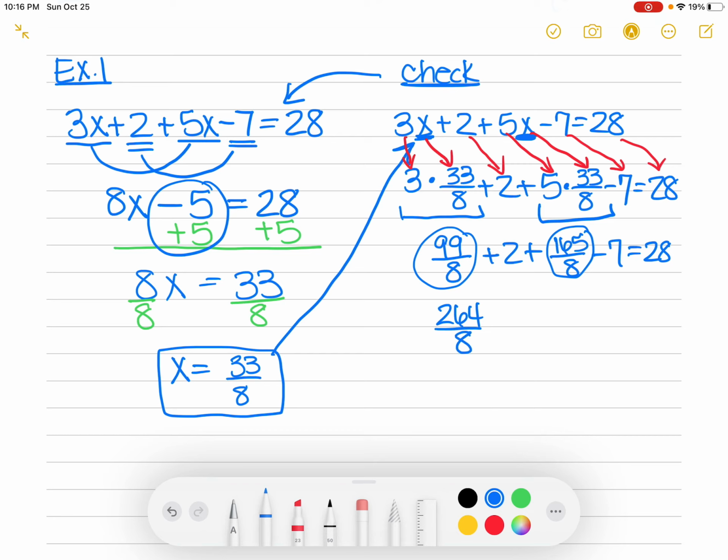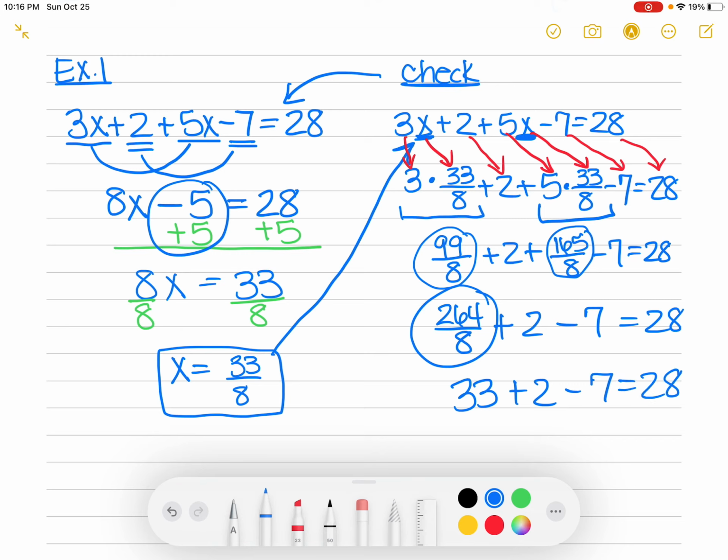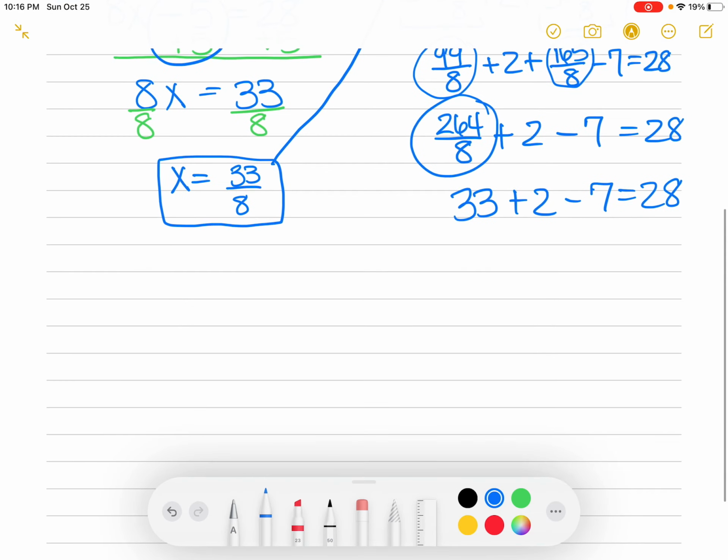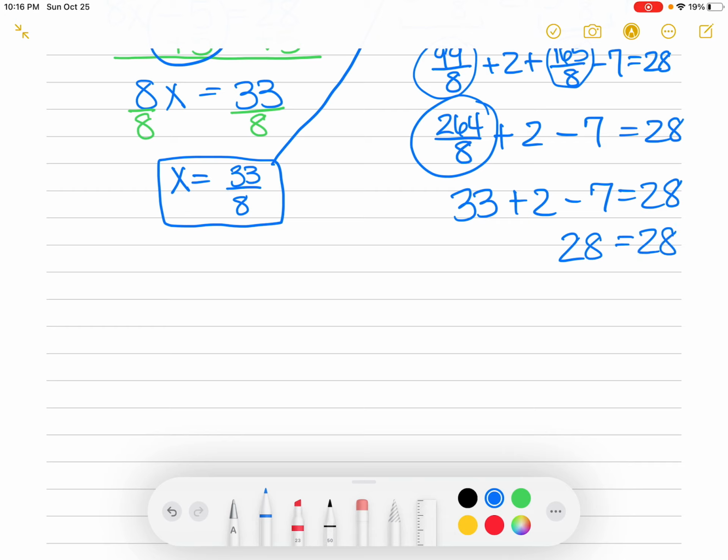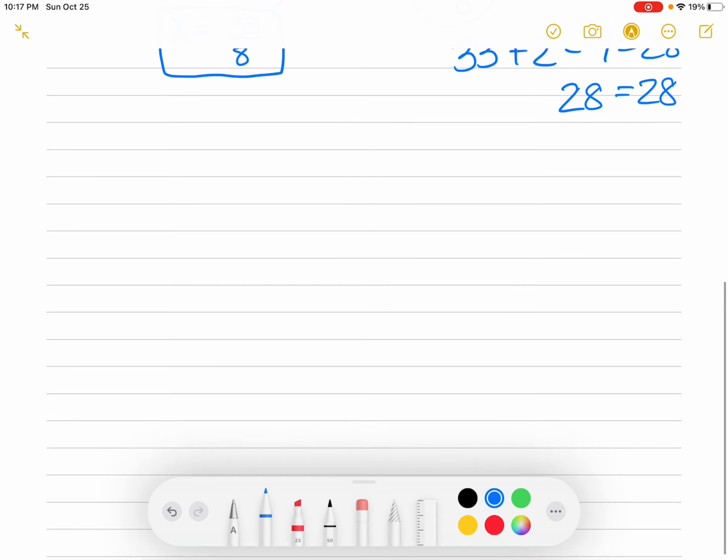Then I'm going to see if I divide 264 by 8, if I will get a whole number. And I do. So I'm going to write down the rest of this stuff. I'm going to do this on my calculator, and I actually get 33. So that came out nice, right? Now I need to do 33 plus 2 is 35, minus 7 is 28. So that check and that work was a little bit harder because it had a fraction. But I wanted to show you one that is a little bit harder because you do have problems with fractions in them. Okay, let's go on to example 2.